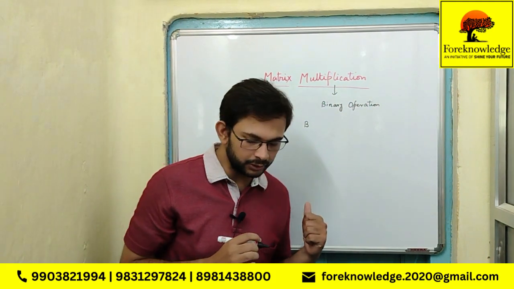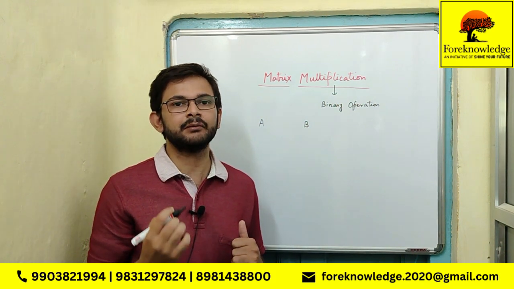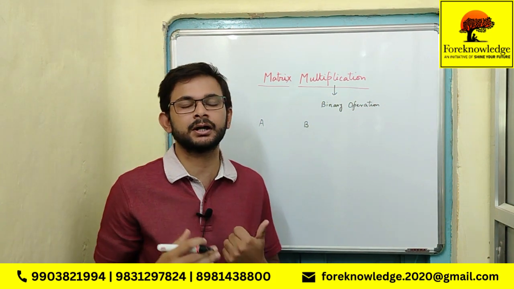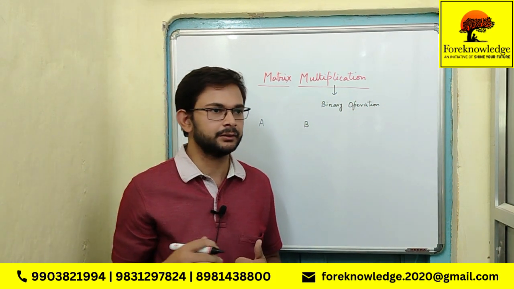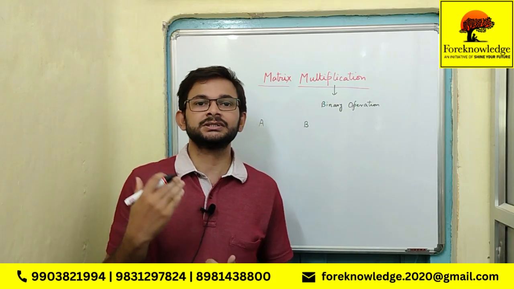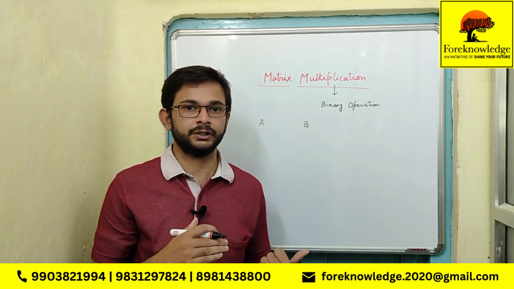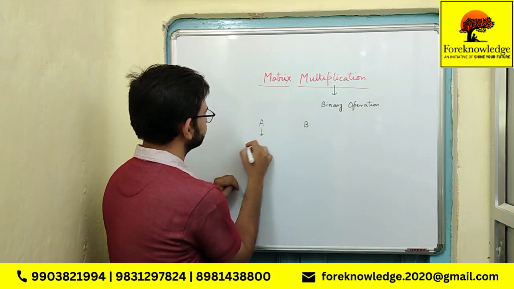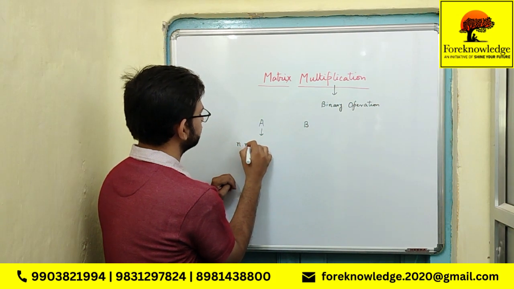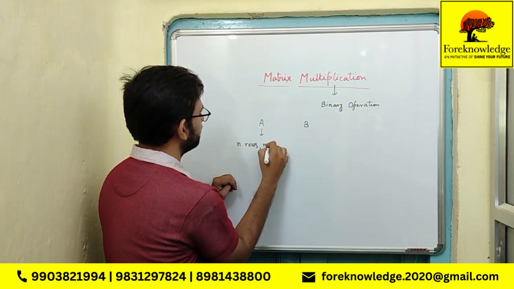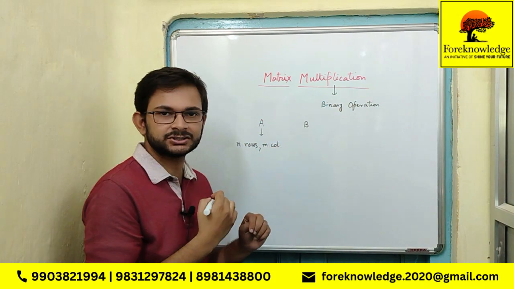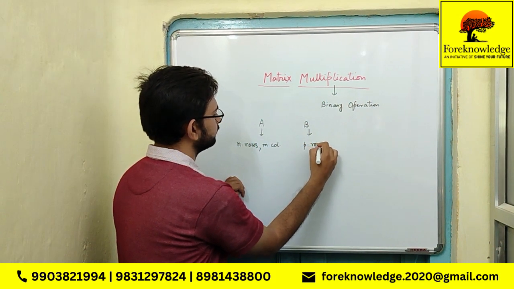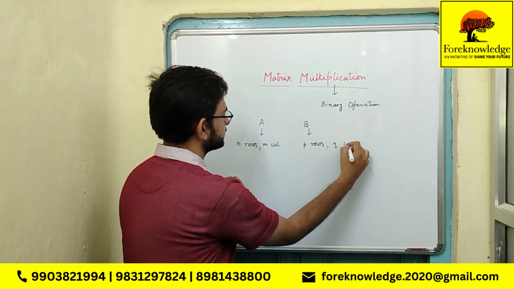Before we go on to multiplication, we need to know about compatibility. Compatibility means whether the multiplication can be done or not. Suppose A has n number of rows and m number of columns, and B has p number of rows and q number of columns.